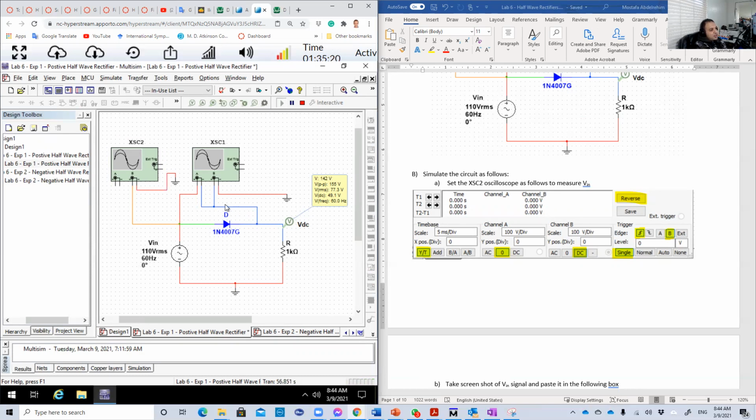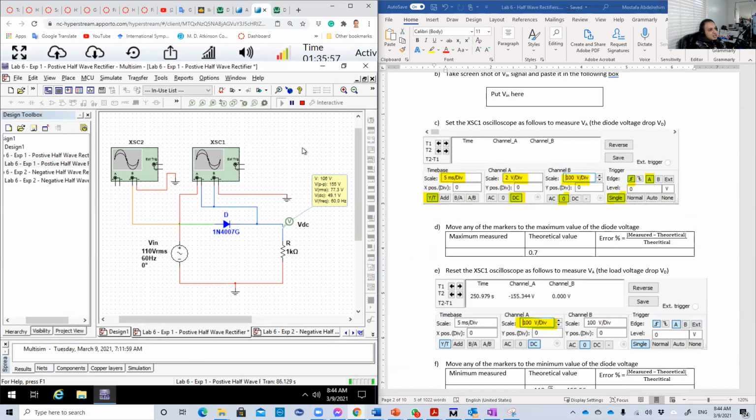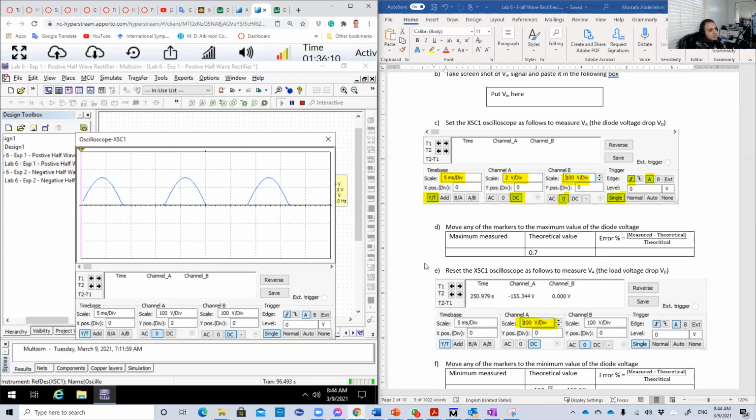Let's now explore VD and VO, or VD and VR. So let's now measure VA and VB, which is basically VD and VR, or V load. We're going to start with VD, which is channel A here. So let's do this setting. YT, this should be DC, and this should be 0 with channel B. And reverse. Okay, everything is the same, except here. So let's set that to 2. And why at 2?